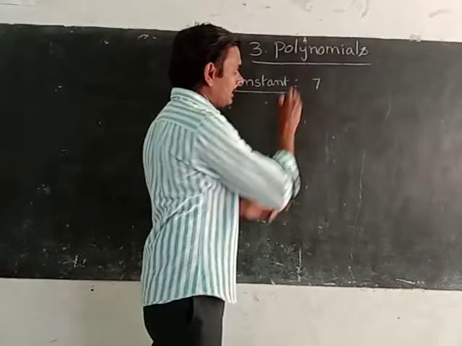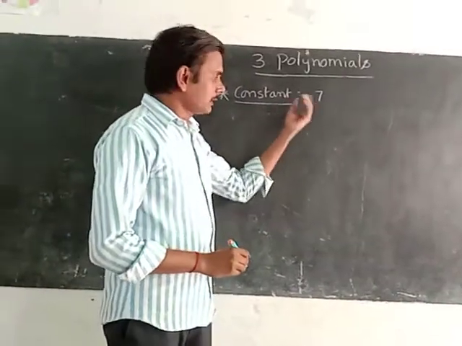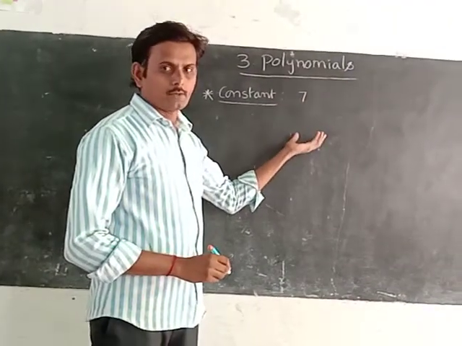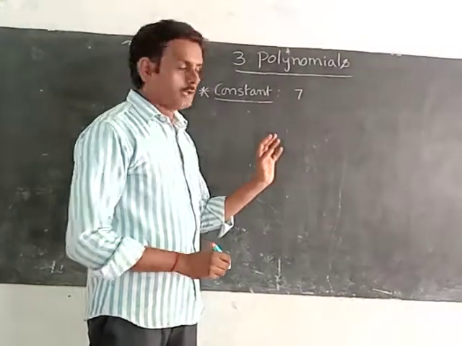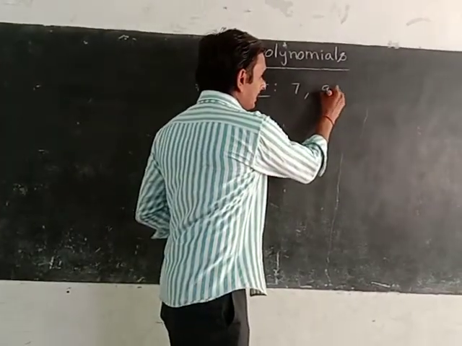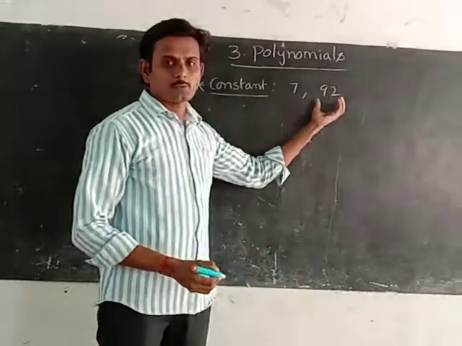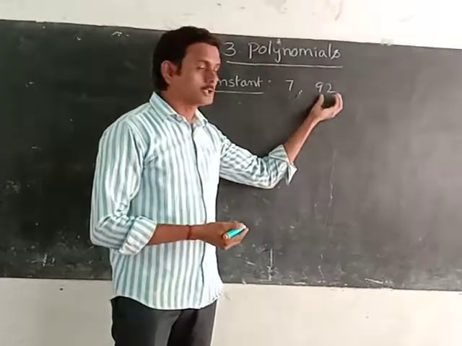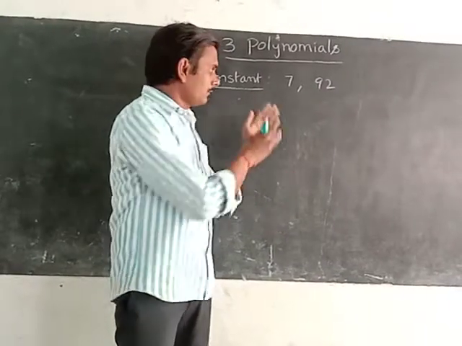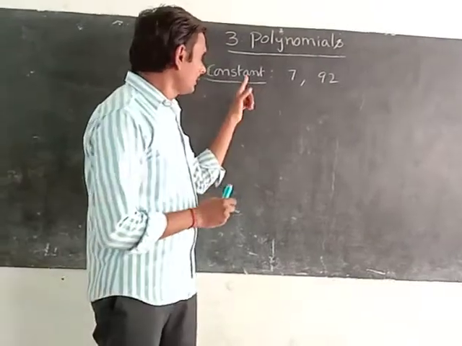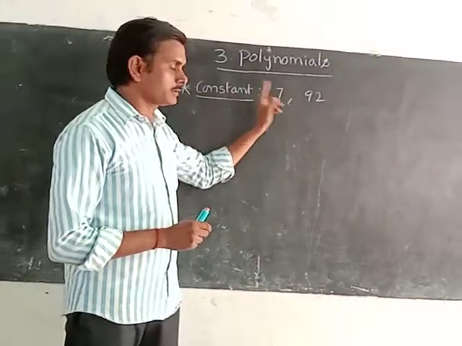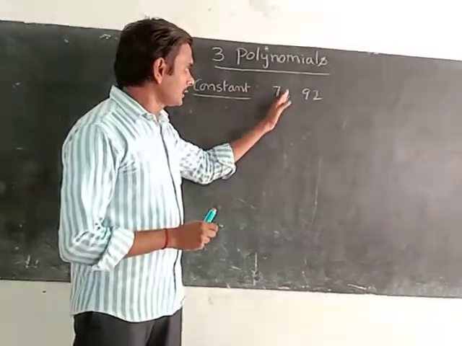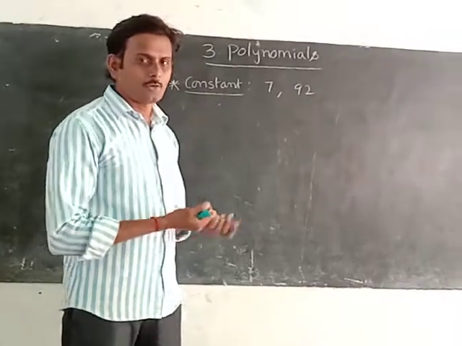For example, I write a 7. Anyone reads 7 only. That value is 7. That value will not change. For example, I take 92. The 92 value is also fixed. There is no chance to change. That means a symbol having a fixed value is called the constant. Constant means numbers are called constant. Simply, you have to remember.